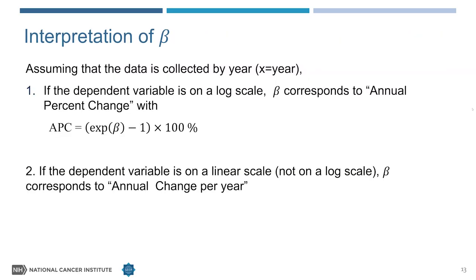To interpret the parameters, assuming that the data is collected yearly, when the dependent variable is on log scale, the slope corresponds to annual percent change, or APC. More precisely, APC is equal to exponential of beta minus 1, times 100%. If the dependent variable is not on a log scale, the slope is the annual change in y unit. For example, if y is count, then beta represents the number of count increase or decrease in a year.